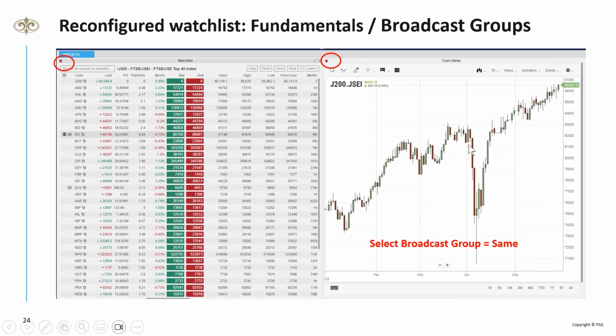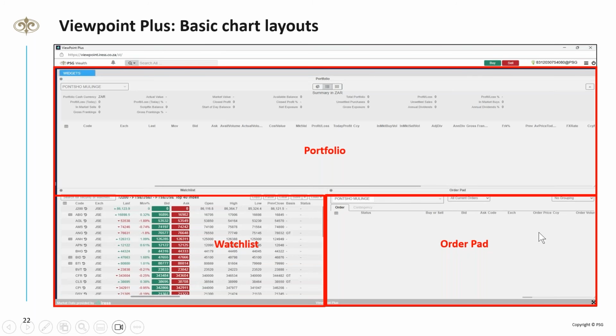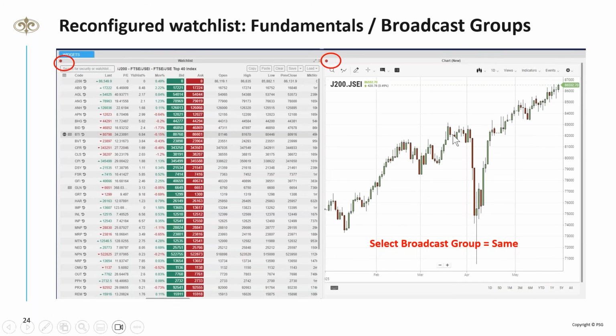And what I did in the previous slide, you would have had order pad. If you click on this little button here, it pops up a table and it says replace widget. So I've replaced the order pad widget with the chart. Then I selected the broadcast groups, and you'll find that they're linked now. If I double click on JSE 200, which is the top 40, it automatically brings up the chart. So that's linked. I've configured the watch list for fundamentals, but I've also linked them together. Wherever I look in the watch list will be my charts.